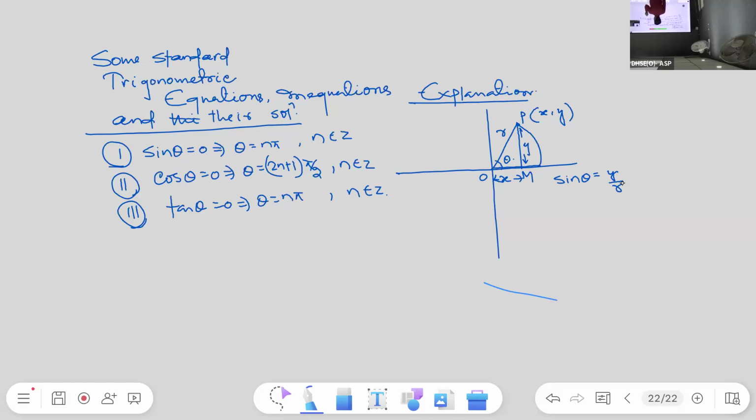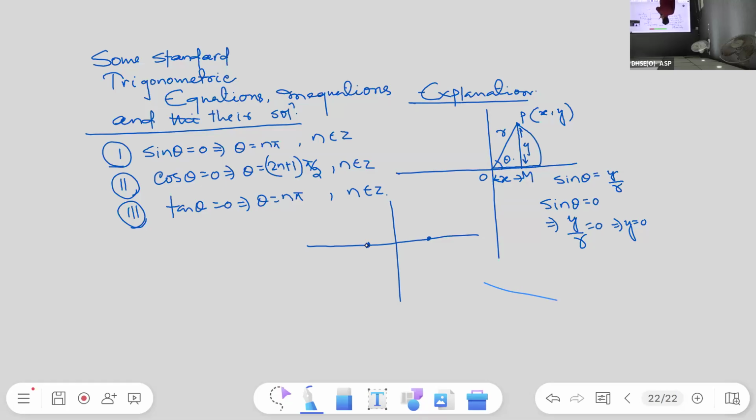Right? So sin theta equal to 0 implies y upon R is equal to 0, which implies y is equal to 0. Y is equal to 0 means the point will be on x-axis. Point will be on x-axis means either point will be on positive part of x-axis or negative part of x-axis.